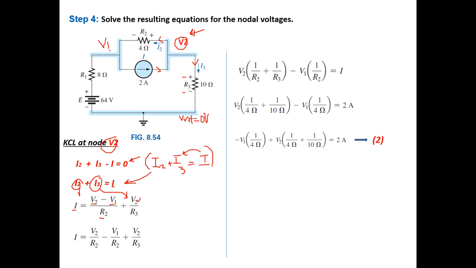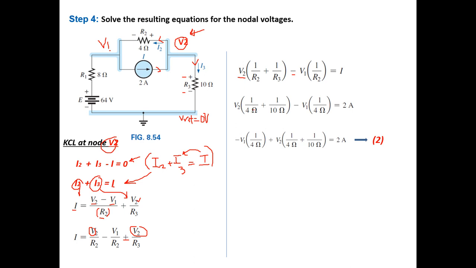So V2. Again, they have the same denominator, so I can split them into two parts. So V2 over R2 minus, make sure that you write the correct signs, V1 over R2 plus V2 over R3. Again, you have V2 and V2, so you can take a common factor here, and the remaining is 1 over R2 plus 1 over R3, then minus, you can take the V1 out, and the remaining is 1 over R2. It's equal to the current source, which is I.